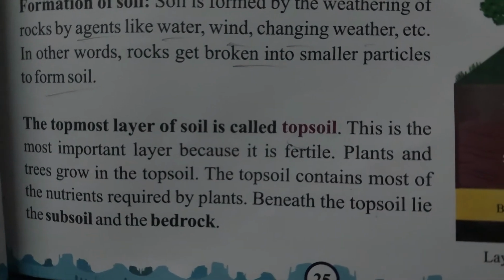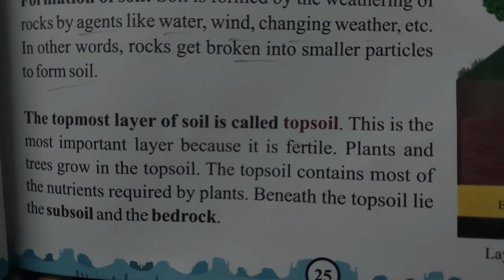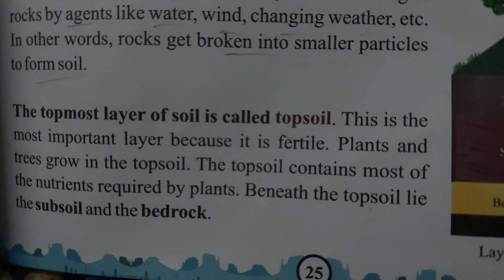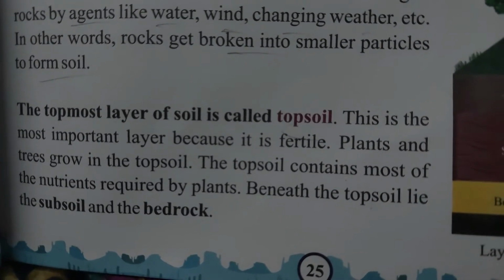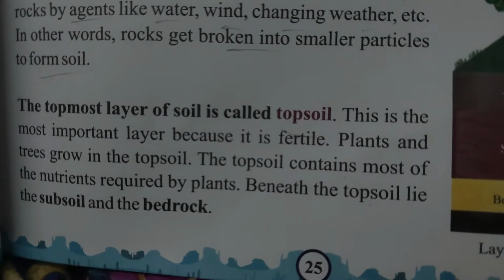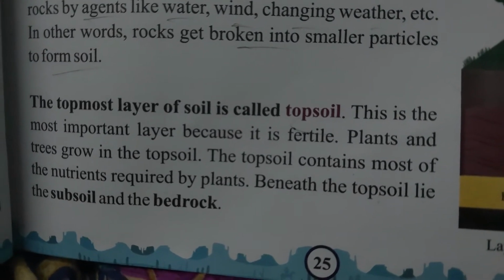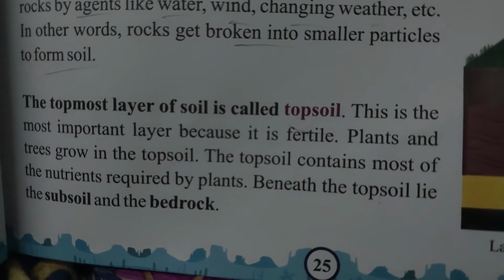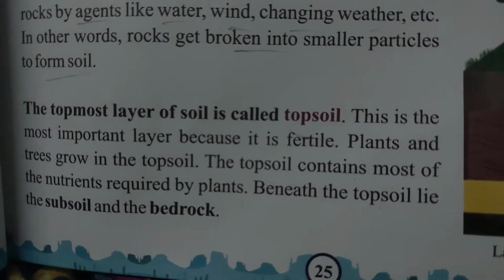The topmost layer of soil is called topsoil. This is the most important layer because it is fertile. Plants and trees grow in the topsoil. The topsoil contains most of the nutrients required by plants. Beneath the topsoil lie the subsoil and the bedrock.